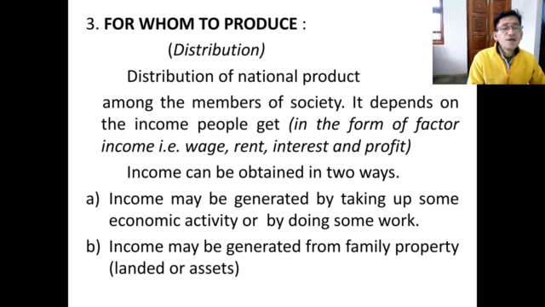Number one, the income may be generated by undertaking some economic activity or by doing some work. Number two, the income may be generated from family property, land or assets.